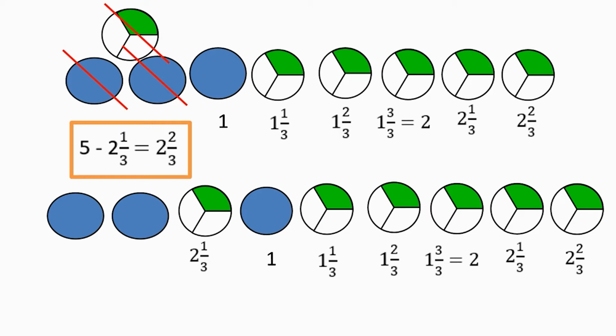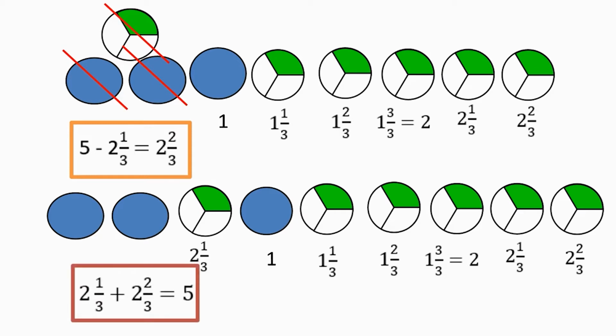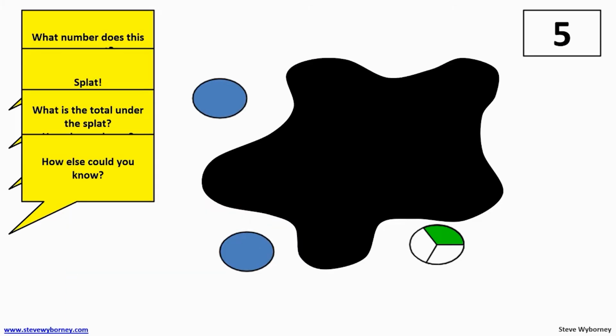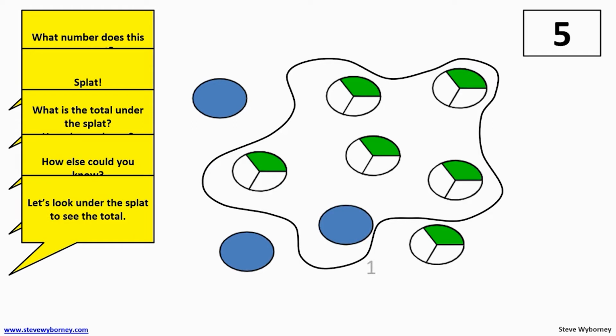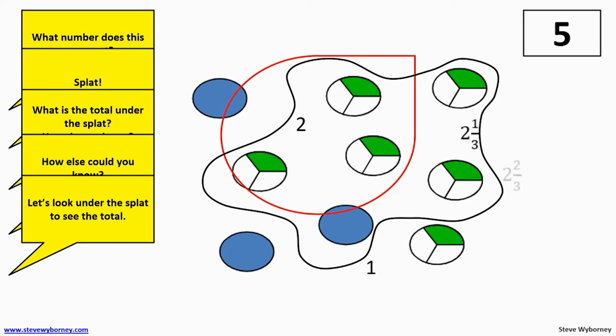What equation represents this strategy? 2 and 1/3 plus 2 and 2/3 equals 5. Let's see if we're correct. Let's look under the splat to see the total. 1, then 3/3 makes 2, and then 2 more thirds makes 2 2/3. Yeah, we were correct.